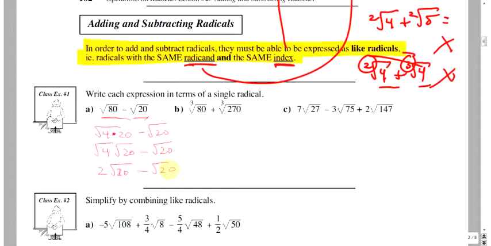Make a substitution. Root 20 is x. I have 2x minus 1x is 1x. But I don't need to put the 1 there. Technically, it doesn't say completely simplify it, but you know what? We should.